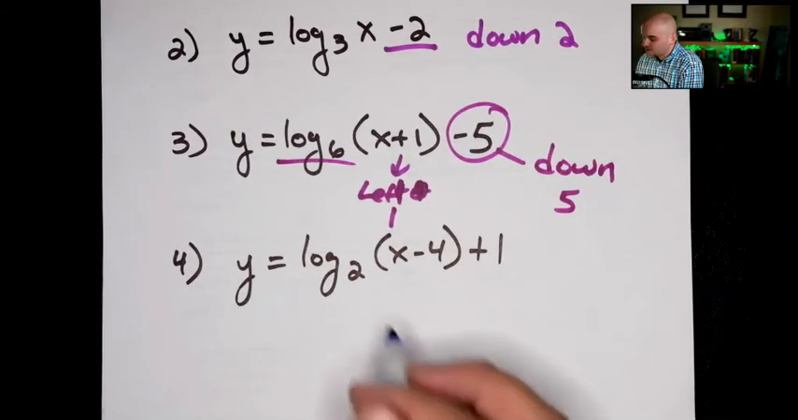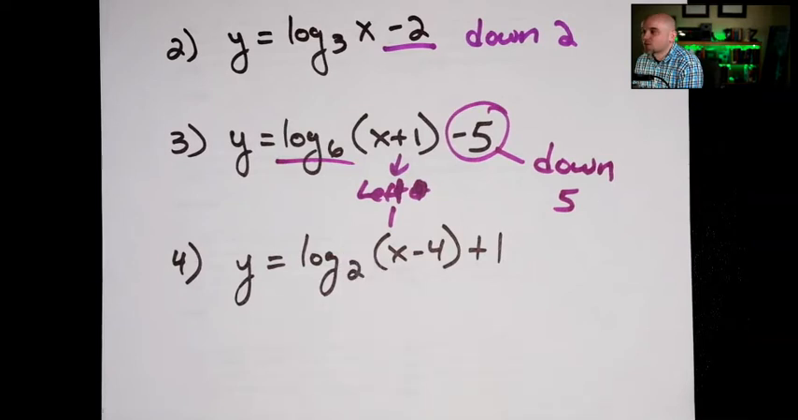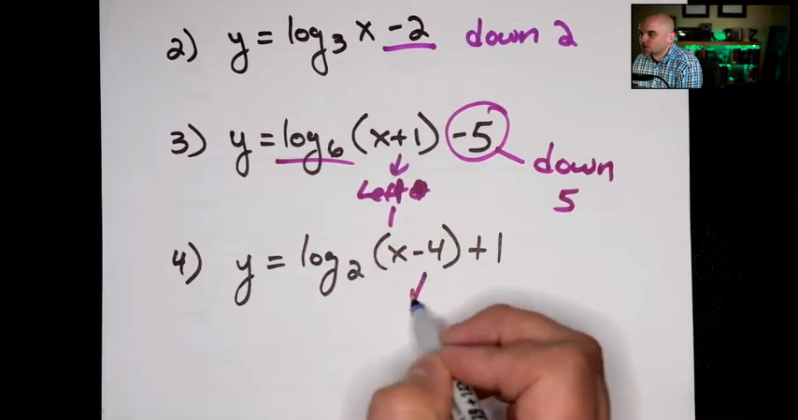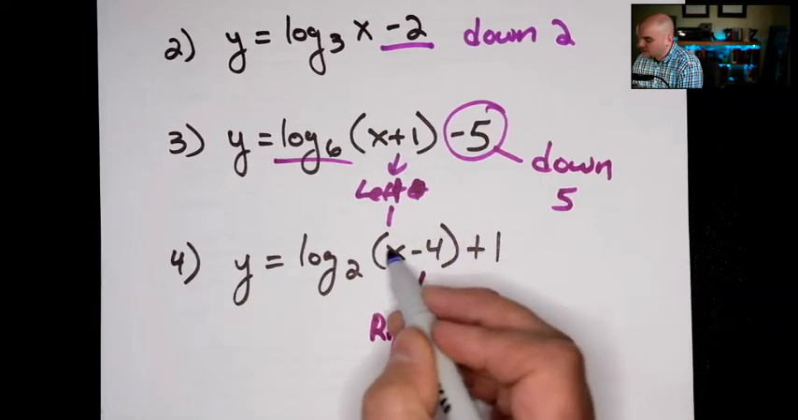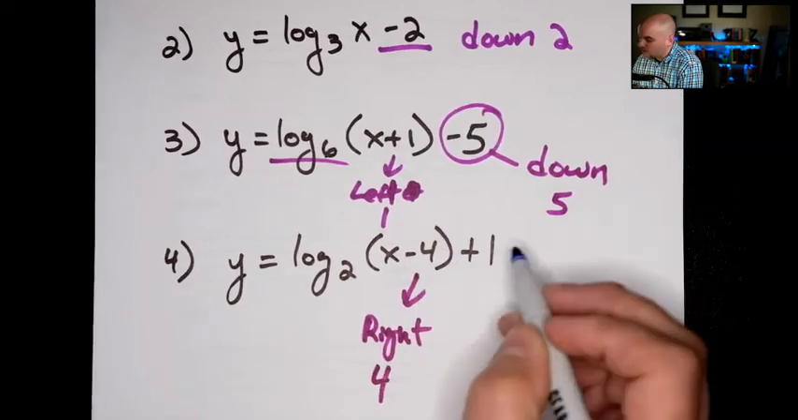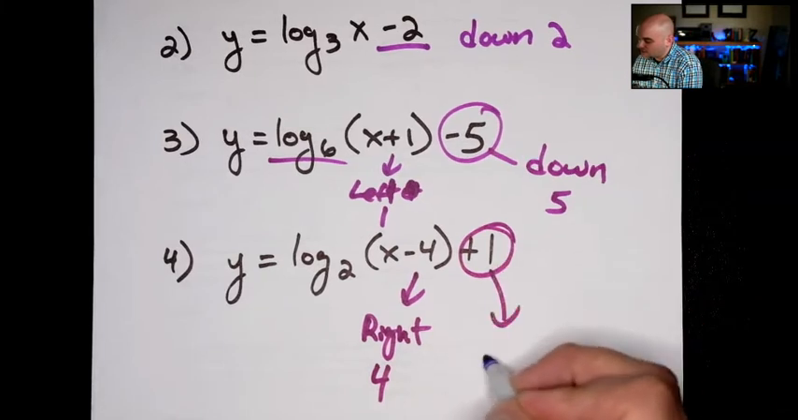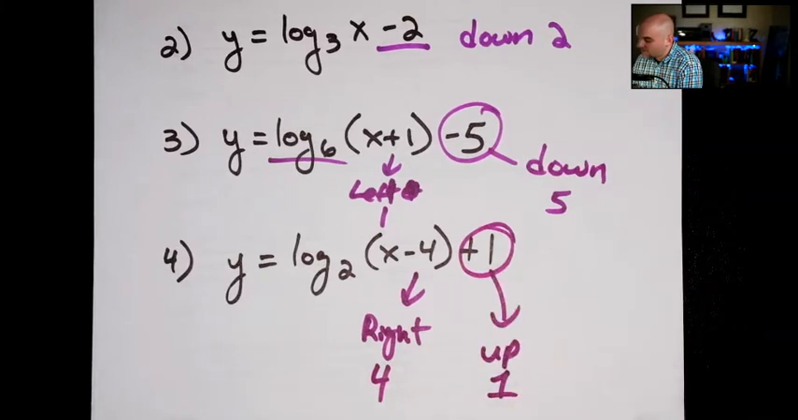Same thing with this one. This is log base 2. That's our parent function. We're going to shift it to the right. Remember, it moves opposite what feels natural there. Because it's paired with the x, it moves right 4. And then this one right here tells us to move it up 1. So those same transformations we learned with other parent functions apply to logarithms here as well.